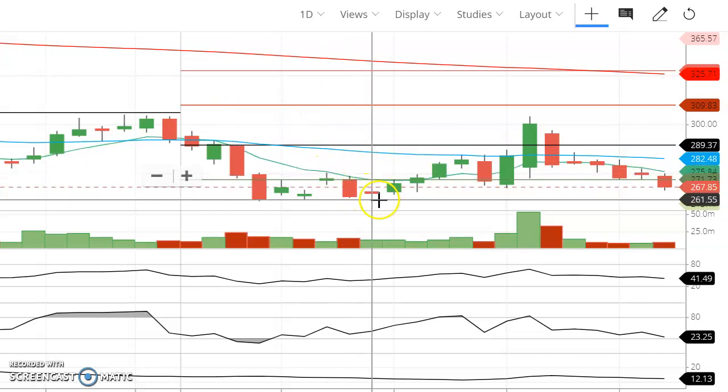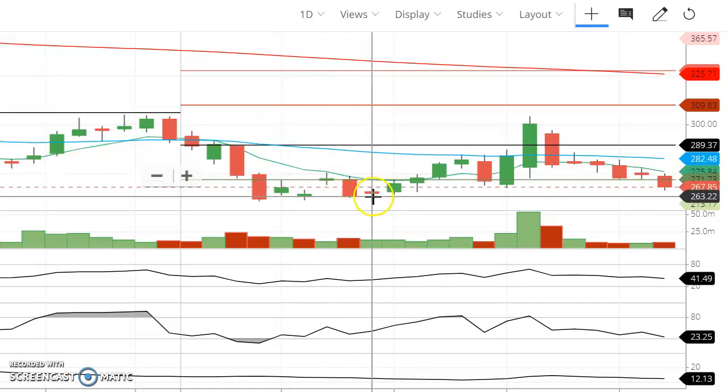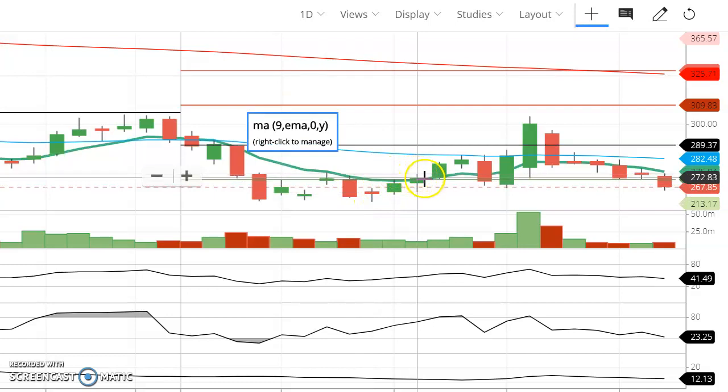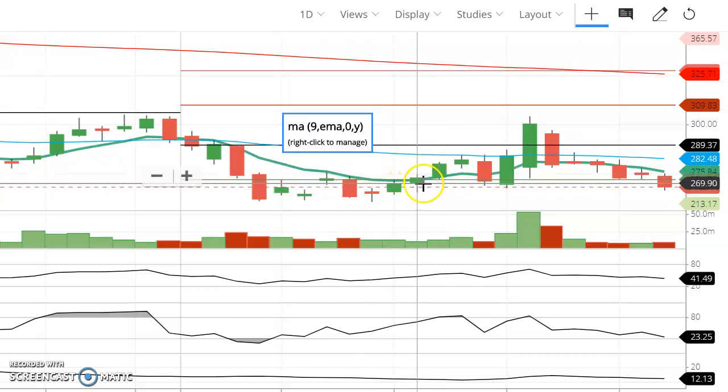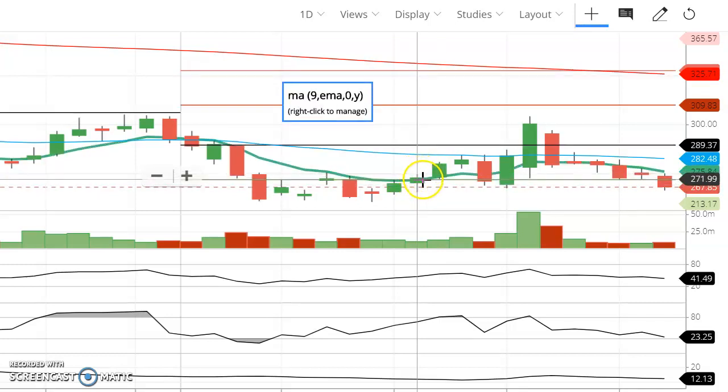Once you have sold, you get this movement over here and you see the stop loss has been hit here. What you need to do is exit the position here and just wait for the next bearish signal to sell the stock again.